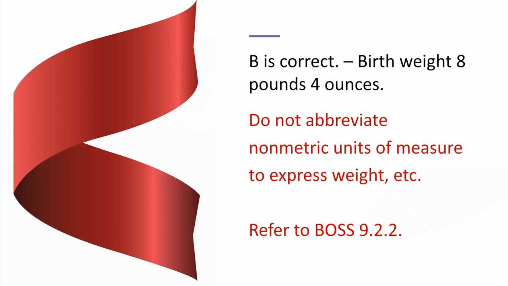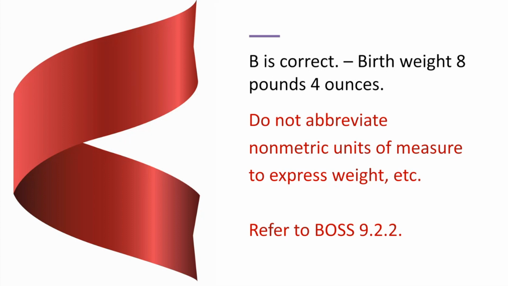B is correct. Birth weight, it's 8 pounds, 4 ounces. When we do not abbreviate non-metric units of measure to express weight, BOSS 9.2.2 has more information for you there. But basically, had we said the baby was 3,743 grams, which you might often hear, which is the equivalent of 8 pounds, 4 ounces, we would abbreviate grams to G because grams is a metric measurement.